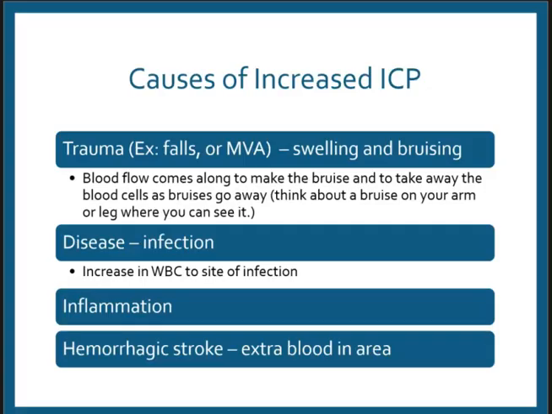You can also have ICP with disease or infection. So think about your meningitis. Inflammation, especially after some kind of surgery or trauma, and then hemorrhagic stroke. So you had an aneurysm or a severe escalation of blood pressure to the point that the vessel ruptures and then the blood starts to leak out into the tissue.